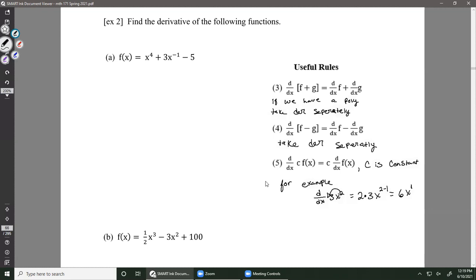All right, so any questions about these rules? All right, before I do an example, I'm going to see if you guys can try these. Try A and B.